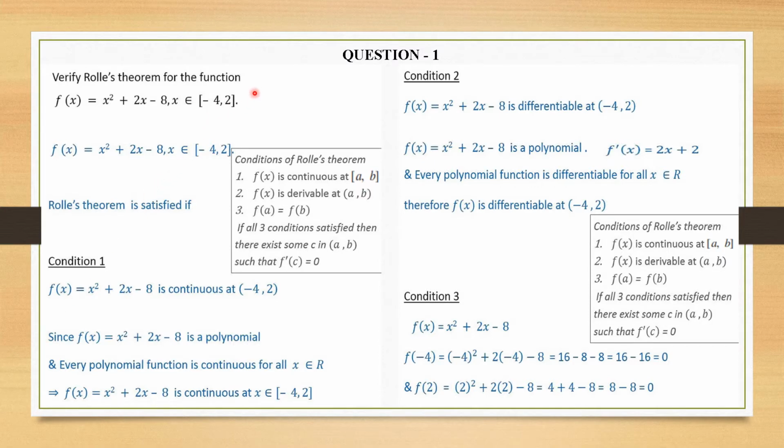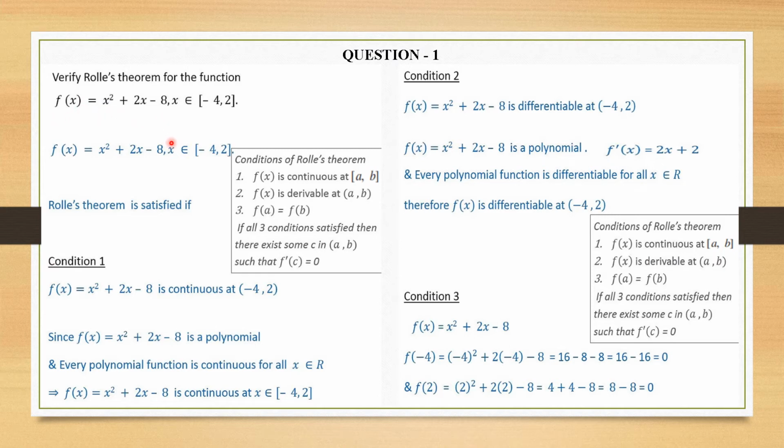Question number 1 of your NCERT is, verify Rolle's theorem for the function f(x) equal to x square plus 2x minus 8, where x belongs to the closed interval [-4, 2]. So we have to verify Rolle's theorem for this quadratic polynomial.